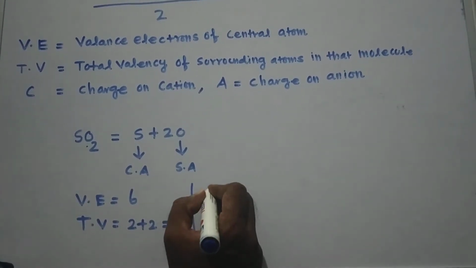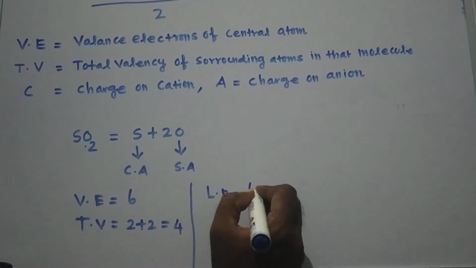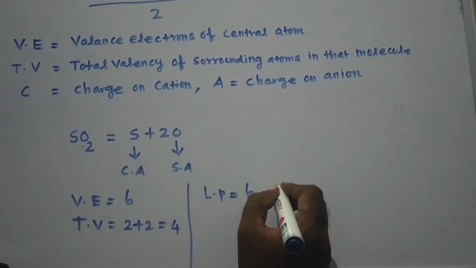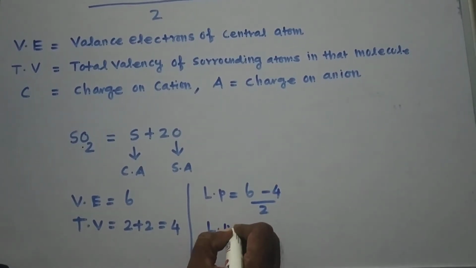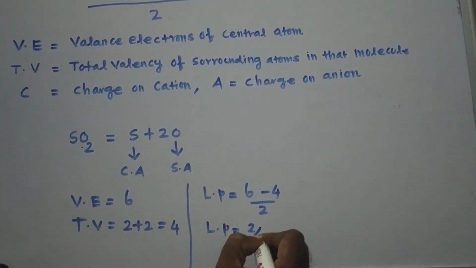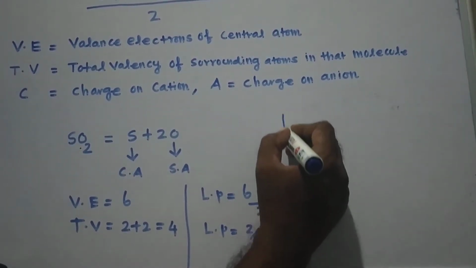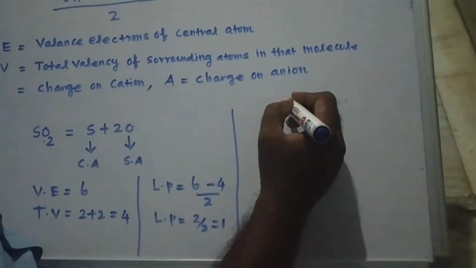Then substitute in the formula of LP. LP is equal to VE equal to 6, minus TV equal to 4, divided by 2. Then LP is equal to 2 by 2, equal to 1. It contains 1 lone pair of electrons. Now let's consider a bigger molecule.